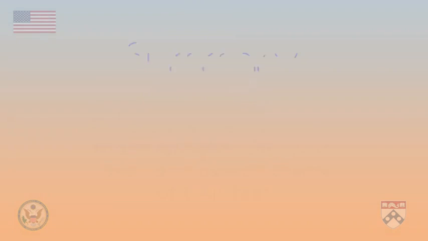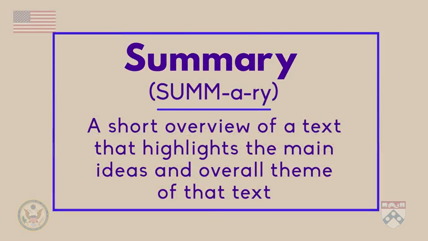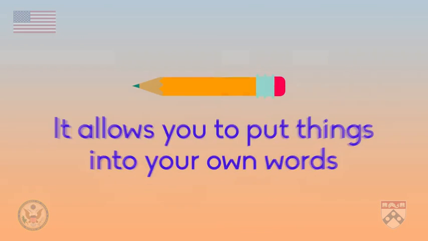Before we get started, let's review what a summary is and why it is important. A summary is a short overview of a text that highlights the main ideas and overall theme of that text. It's important that you understand how to write a summary because it allows you to put things into your own words, which helps you to be a better learner. It also helps you to explain information that you have learned to others more clearly.